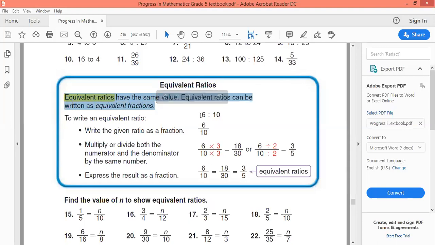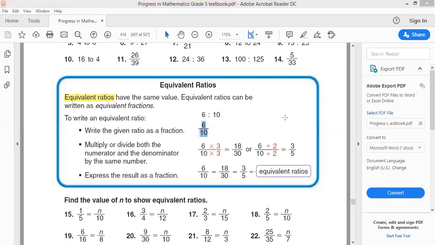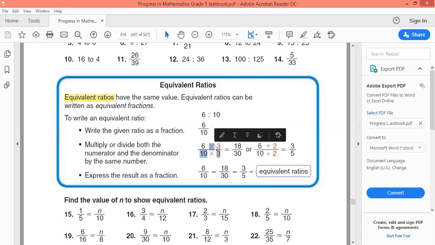Like this is a ratio 6 to 10. We can write it first as 6 over 10, and then we will find its equivalent ratios. We may find many equivalent ratios. Here is just one example of how to find one. Look at it. They are multiplying 6 over 10 by 3, numerator and denominator both. 6 over 10 becomes 18 over 30. 6 times 3 is 18, and 10 times 3 is 30.